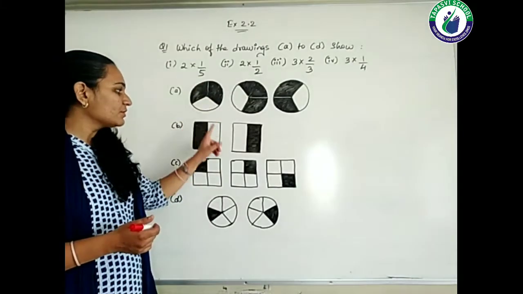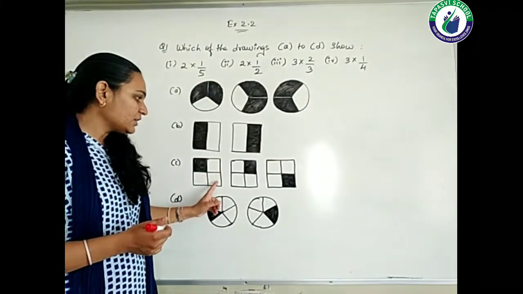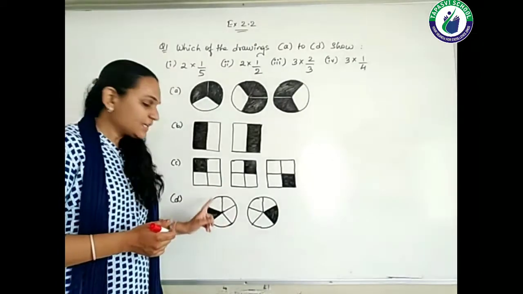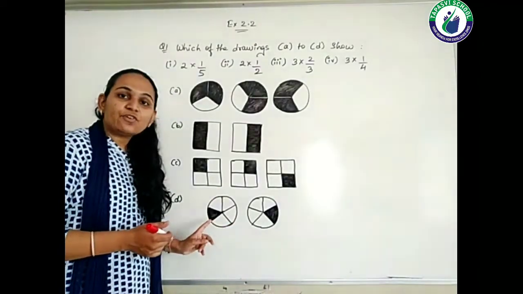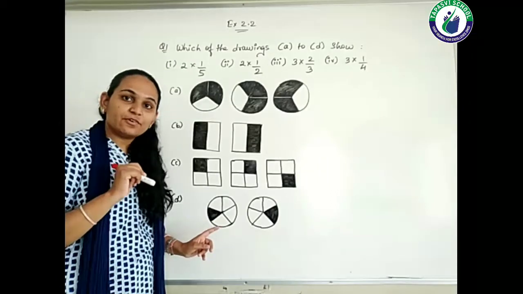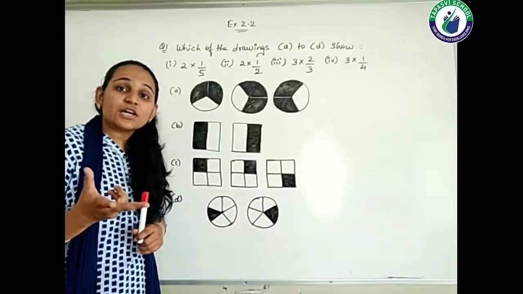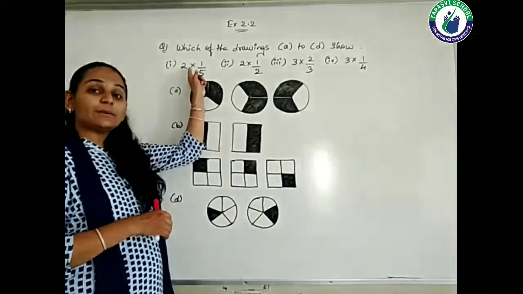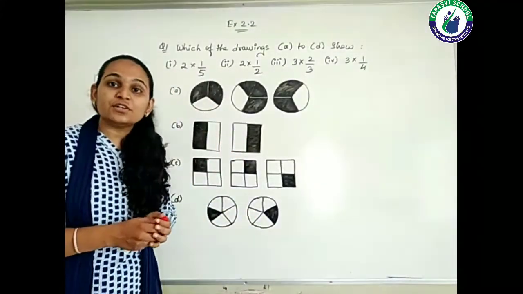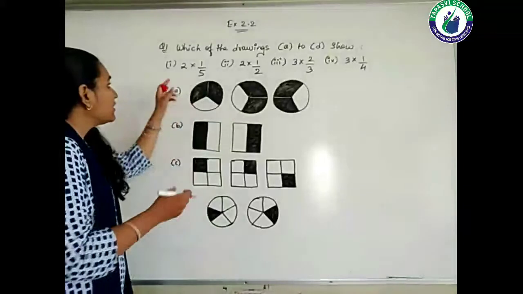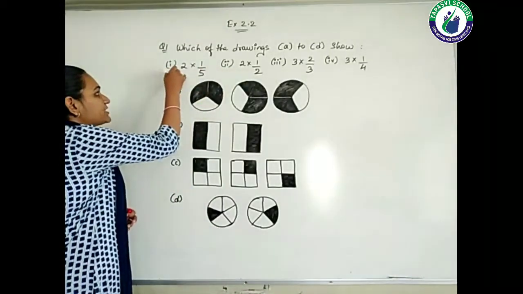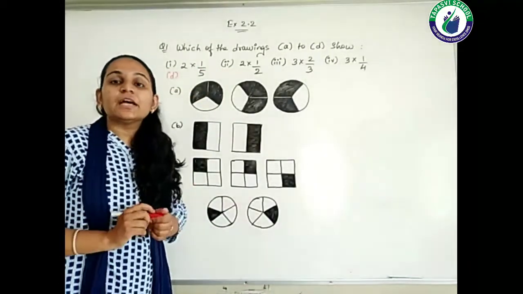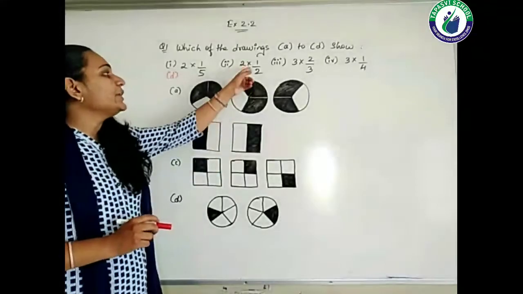This one, no. This one, no. This one, no. This one, yes. See, 5 parts are there. Out of 5 parts, only 1 part is shaded, right? Now, how many such drawings are there? Two. So 2 multiplied by 1 upon 5. Understood now? So here, you have to write the answer. The first one is D. Clear?